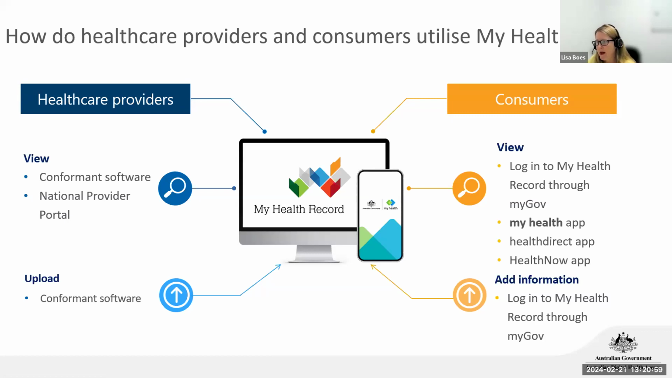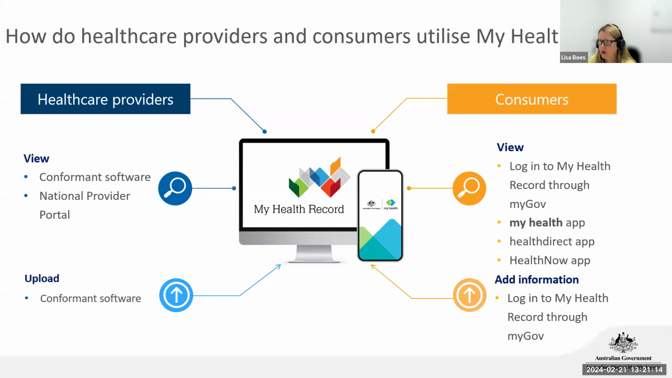Consumers can view their My Health Record via myGov link services or authorised apps such as the My Health app. To add information to their record, they actually need to go to My Health Record via myGov. They can't add information via the app.